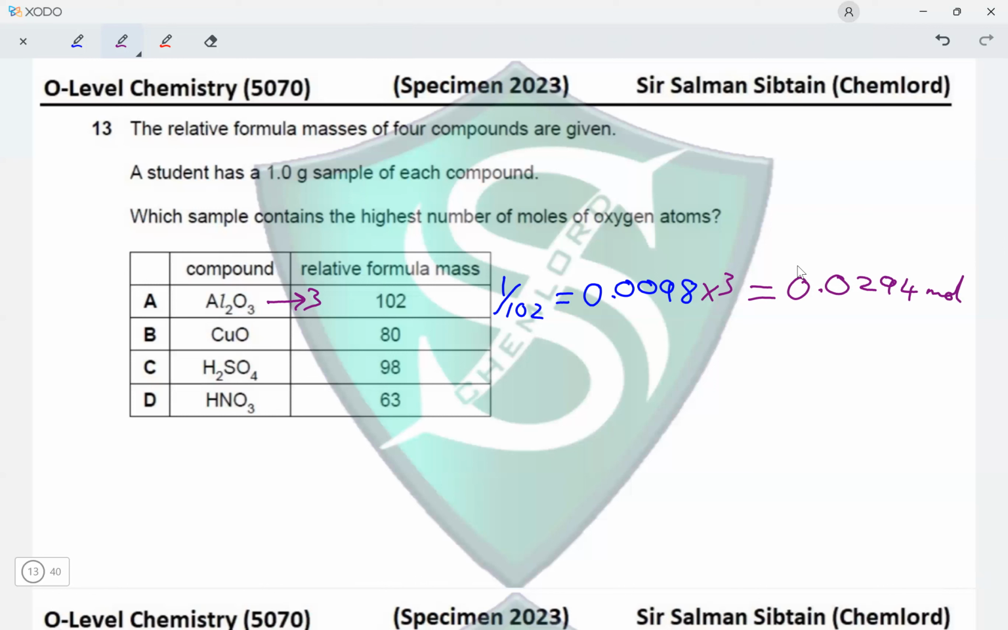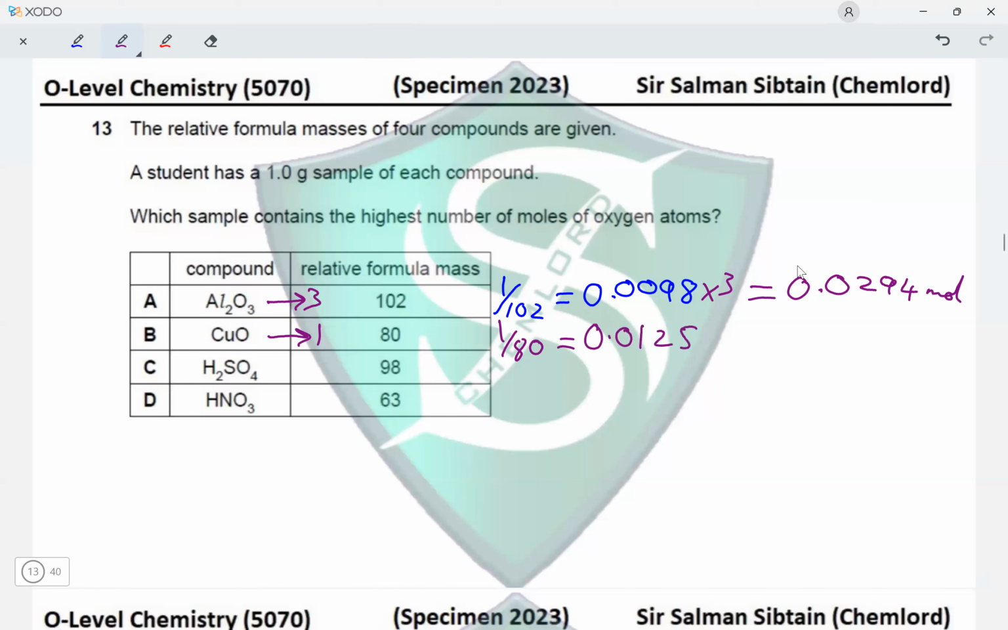Likewise, we will have to calculate the same value for each compound, and then the highest value would be the correct answer. So moving on to option B, we have CuO, which would contain 1 mole of oxygen atoms. So we would divide 1 by 80, which would give us moles of CuO as 0.0125.